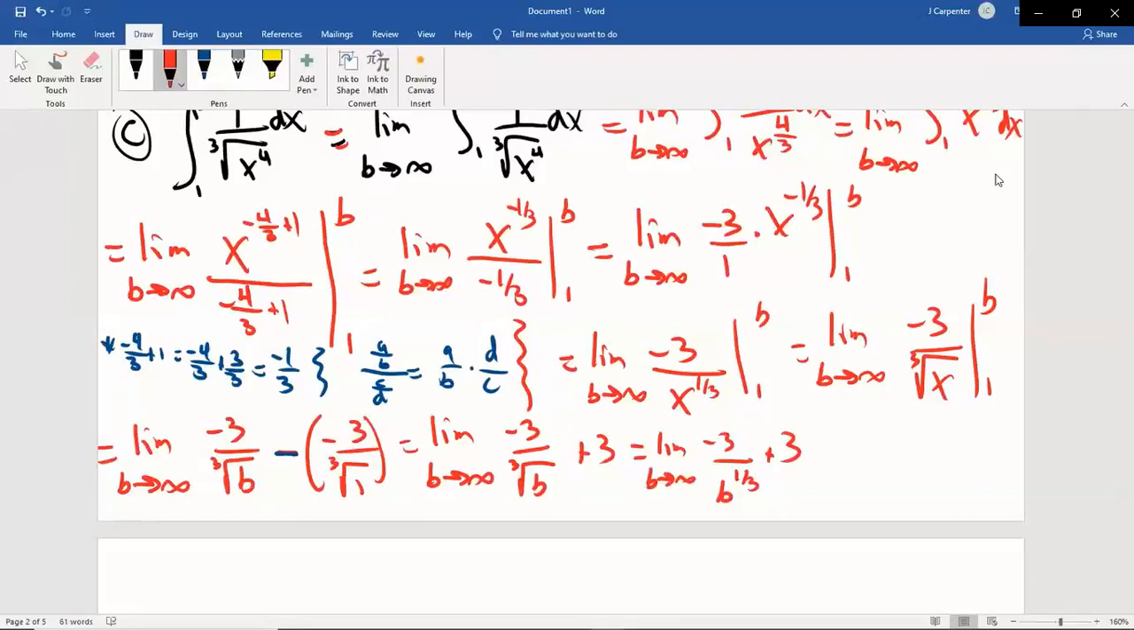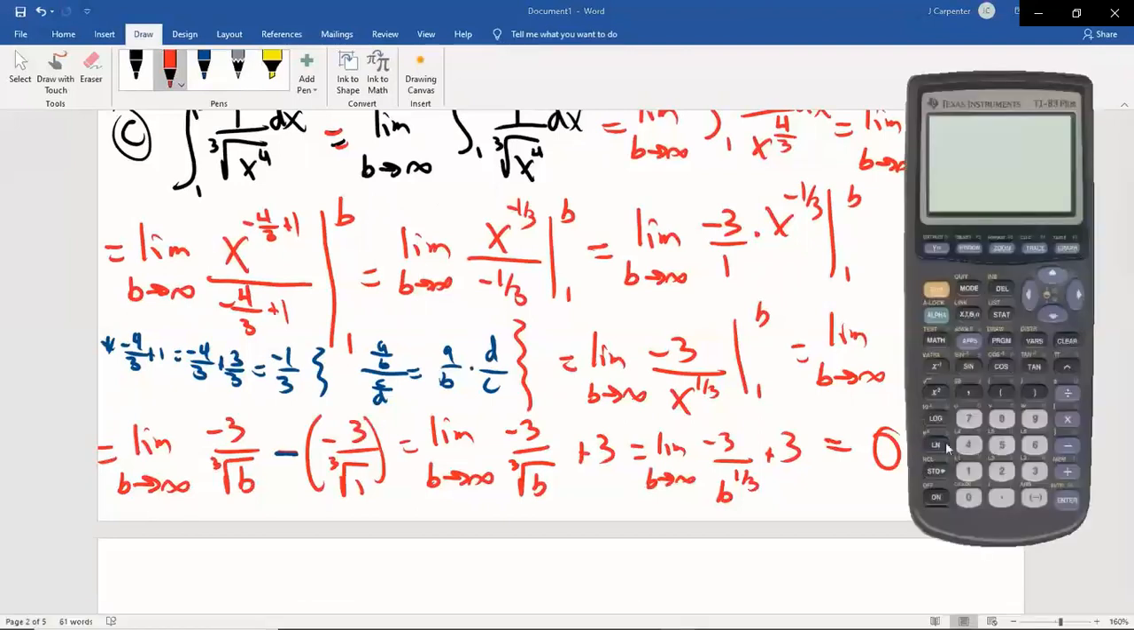So as the bottom goes to infinity, dividing by infinity becomes 0. So this bit right here goes to 0, in the same way that 1 over x went to 0, or 1 over x squared went to 0. So this is 0 plus 3, which is 3. Again, a surprisingly small answer for an infinitely wide amount of area.